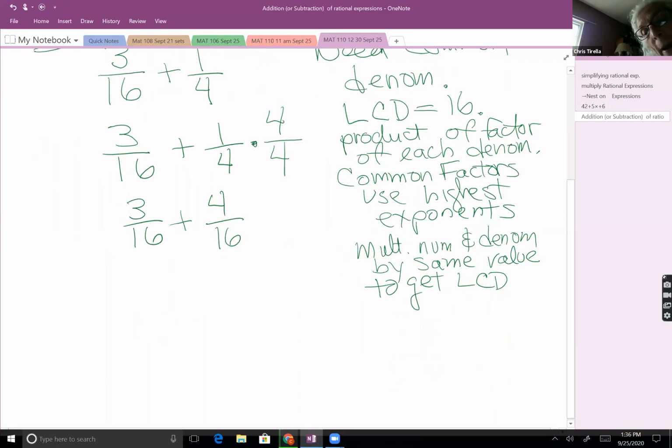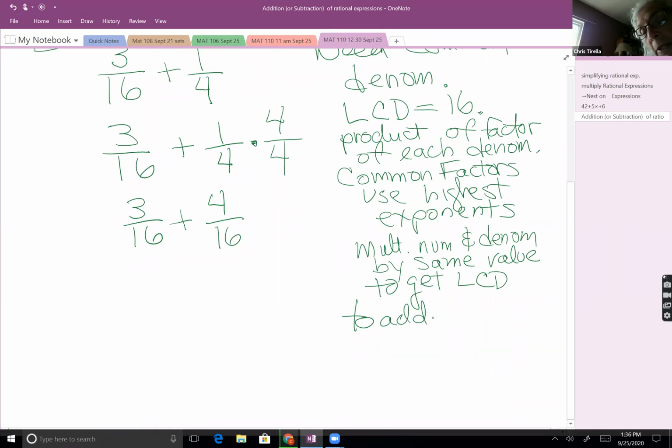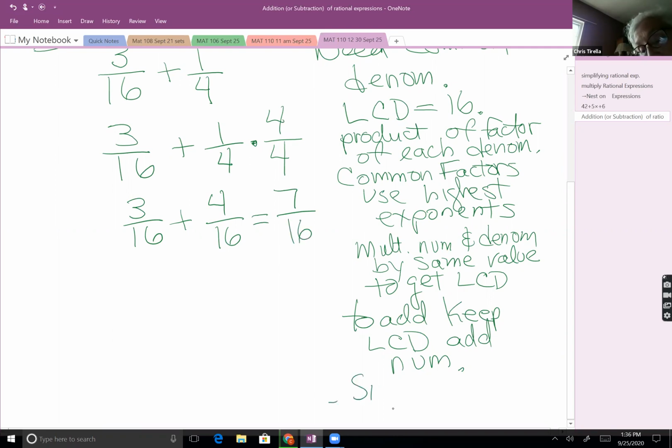And then you remember to add. We had to work hard to get that denominator. We're going to keep the denominator. We're going to add the numerators. And so that gives me the final answer 7/16. And we'll simplify if possible. But this one doesn't simplify.